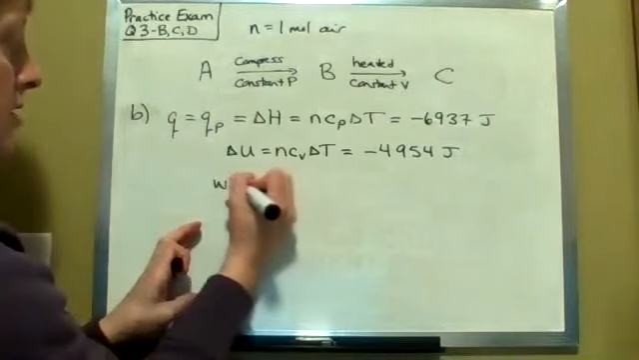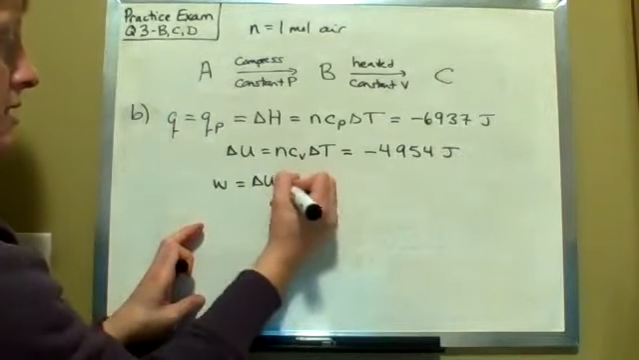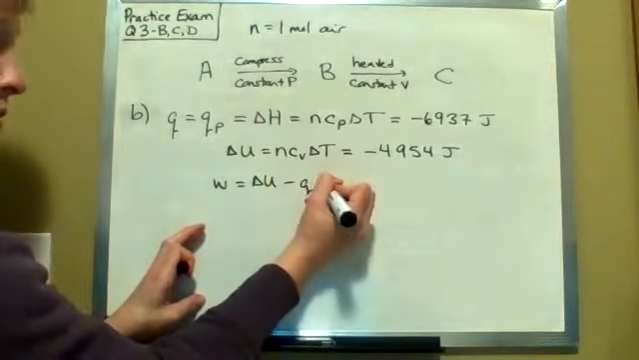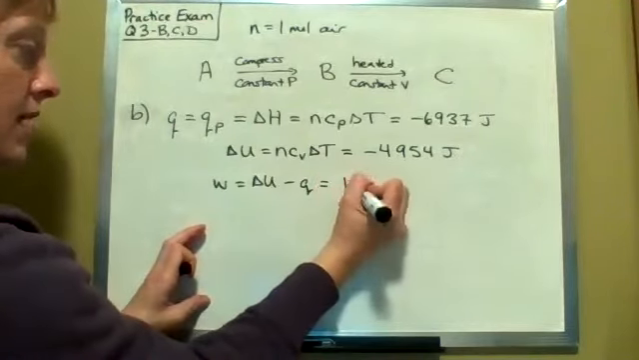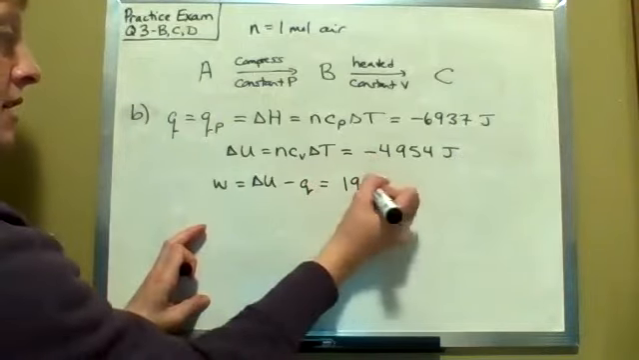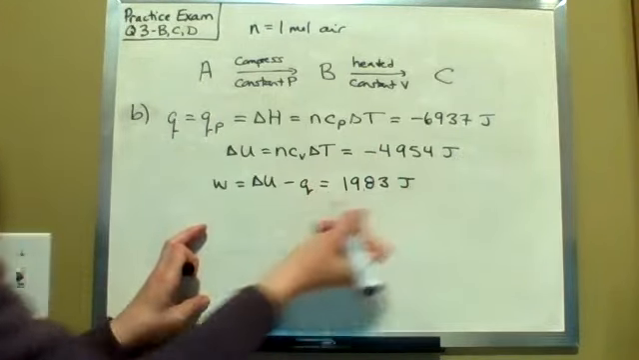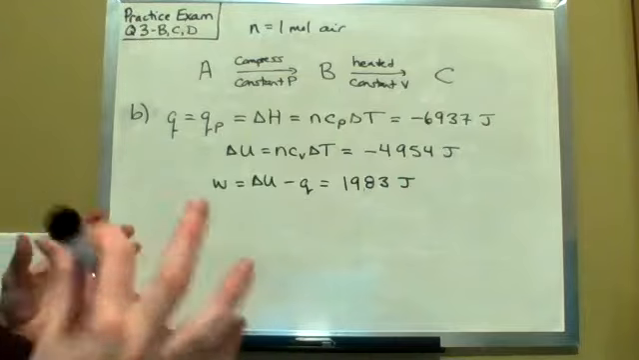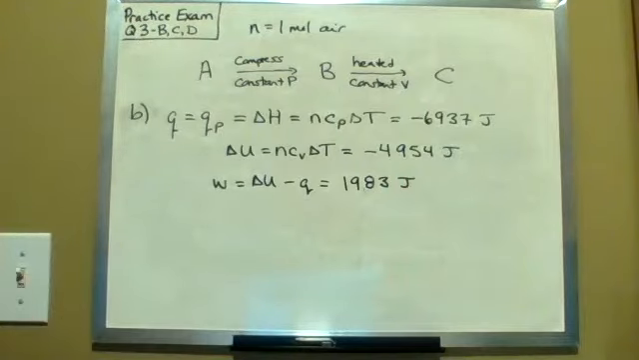So we have heat, enthalpy, and delta U. We need to find work, which is going to be equal to delta U minus Q. So you should end up with a value of 1,983 joules. Work was done on the system in order to compress it.